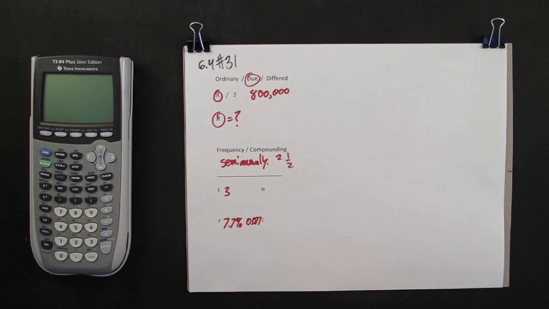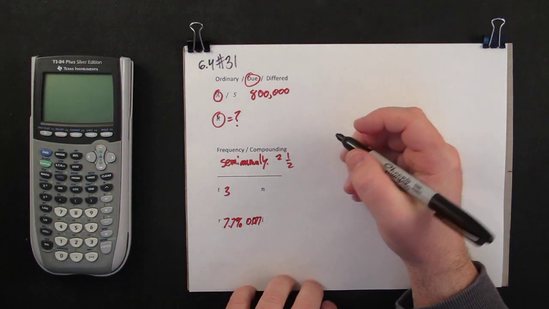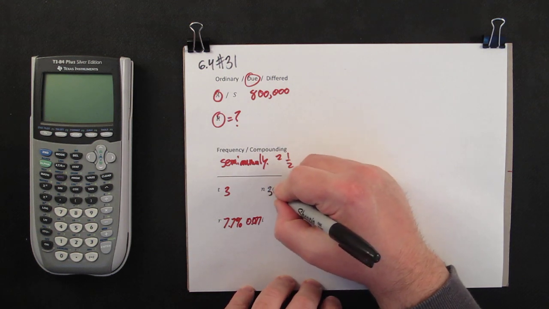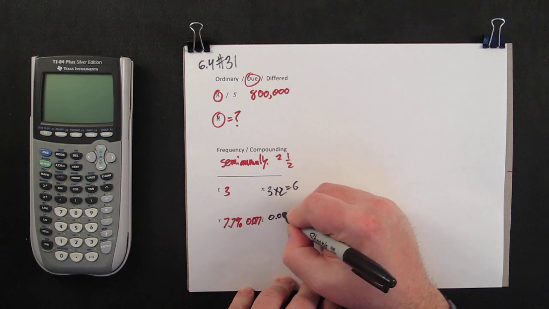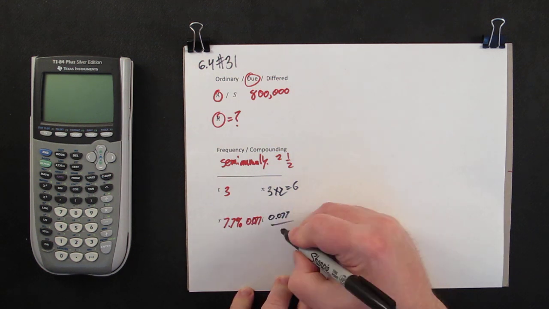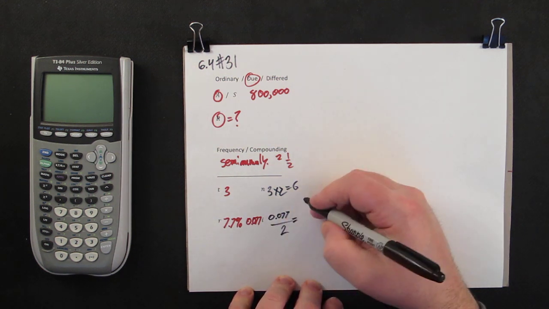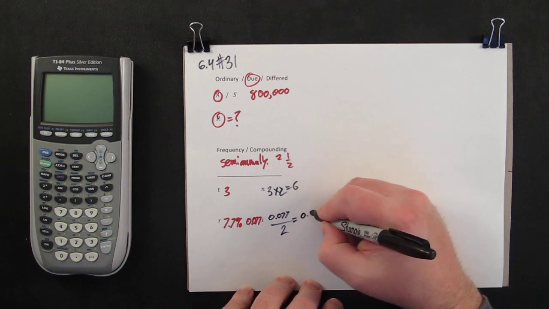Okay. So the number of total periods is 3 times 2, which is 6. And the interest rate is going to be the annual interest rate of 7.7% divided by 2, to give 0.0385.